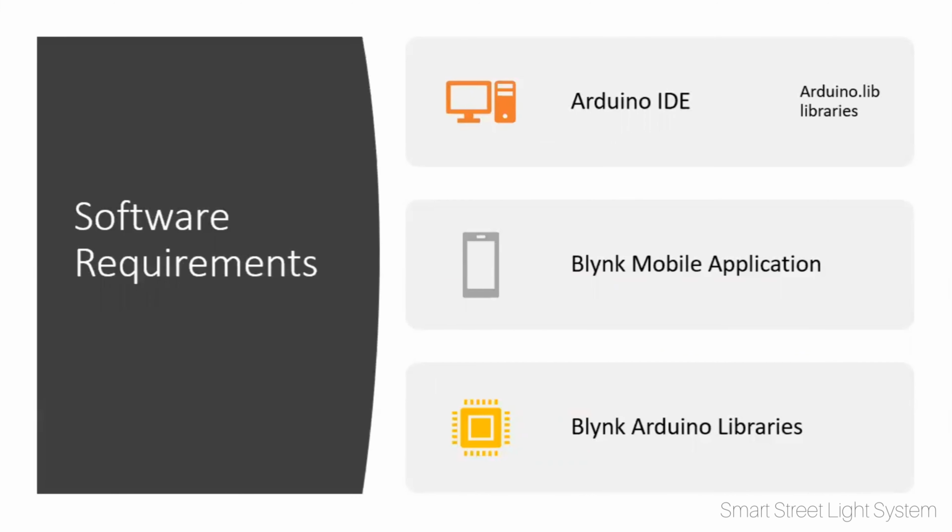For software requirements, we are basically using two kinds of software. The first one is the Arduino IDE. Here we have written the main code for our microcontroller program, and we are using a few Arduino libraries along with this. Then we are using the Blynk mobile application. It is a platform for IoT application development. We are using the Blynk mobile application to control the intensity of the LEDs and to switch the LEDs on and off through an app.